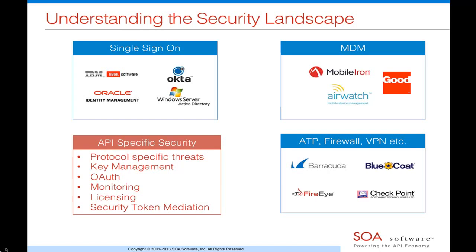That's a wide area. But none of these vendors or solution areas specifically address risks around APIs. With APIs, there are protocol-specific threats. APIs could be REST-based. API could also be SOAP or other new protocols. So there are some protocol-specific threats that are intrinsic to the protocol that you're using. With APIs, there is key management. There's OAuth that needs to be taken care of. And then obviously there's monitoring and licensing and security token mediation. So these are some of the areas that I'm going to talk about next.